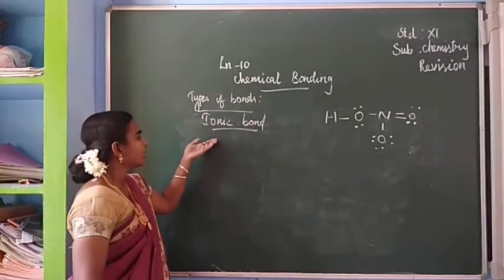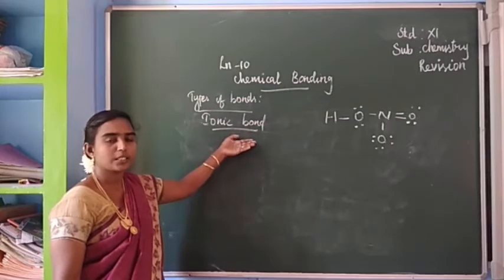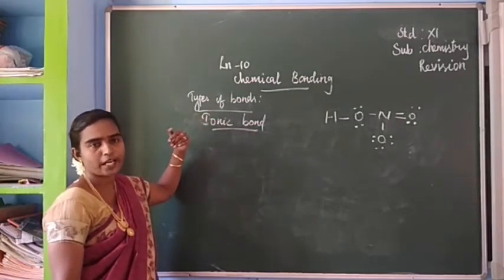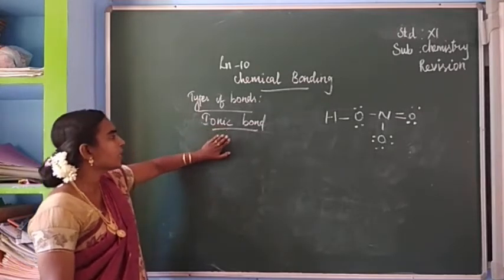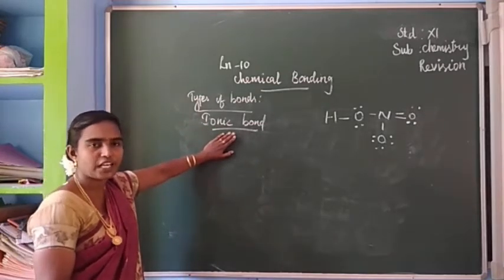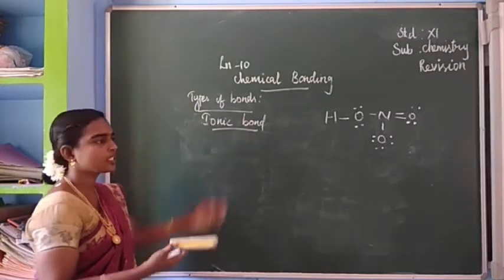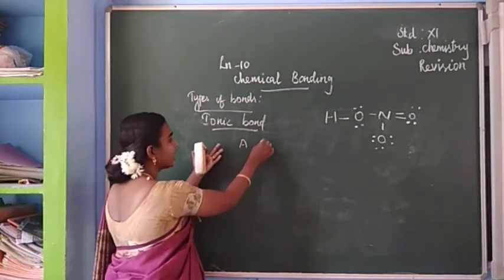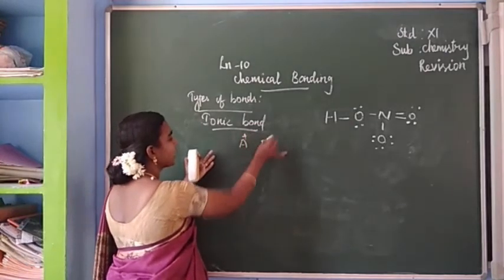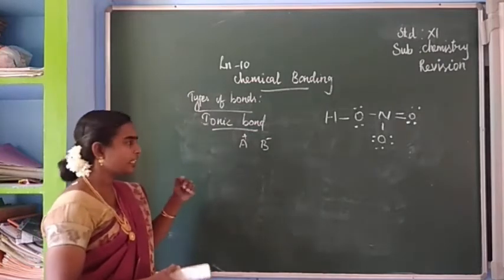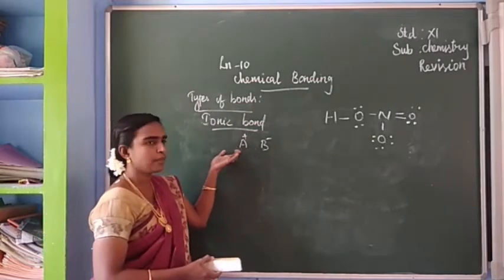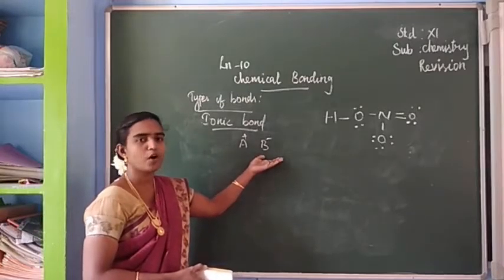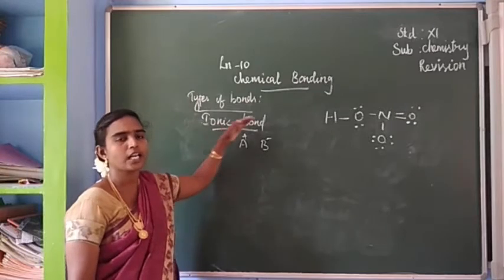So here, complete transfer of electrons. In the previous case, the covalent bond, we have seen mutual sharing of a pair of electrons, isn't it? So here, there is a complete transfer of electrons that forms a bond. The two atoms which are bonded together must become cation and anion. Then the electrostatic force between this cation and anion results in the formation of a bond that is called an ionic bond or electrovalent bond.